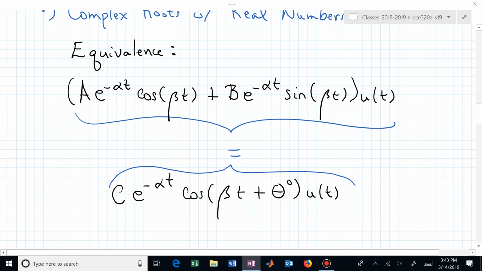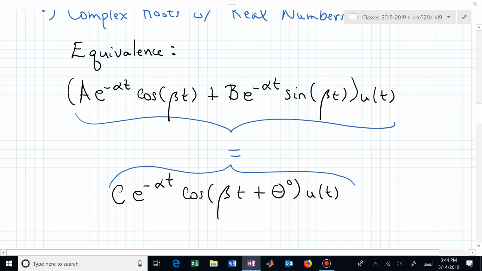Yes, question. What's the relationship between A, B, and C, the weights or the amounts of the cosine and sine to get down to this cosine? I'm not trying to be cute, but it's really Pythagorean. A, B, and C are like the hypotenuse of a right triangle, where A and B are the sides, and theta is the angle determined by A and B. B is the vertical component. A is the horizontal component.